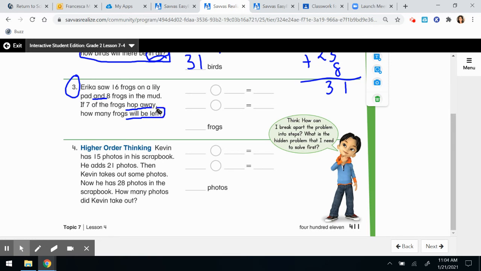All right, we're not asking in all. We want to know how many will be left. So think about it. What do you need to do first? She saw 16 frogs on a lily pad and 8 frogs in the mud. Before you find out how many hop away, you need to probably figure out how many frogs there were in all. Try number 3. You could skip over number 4 if we have extra time, then we will go over this together on Zoom.